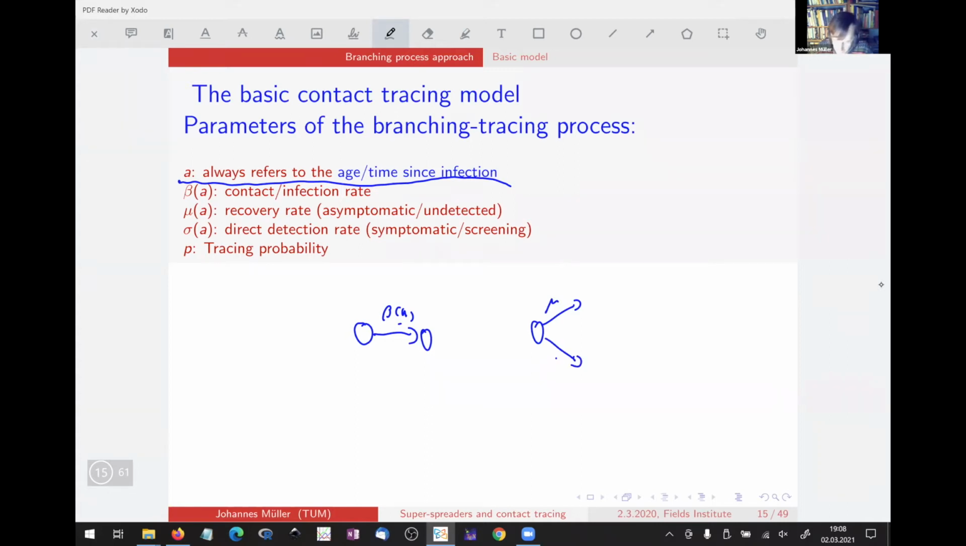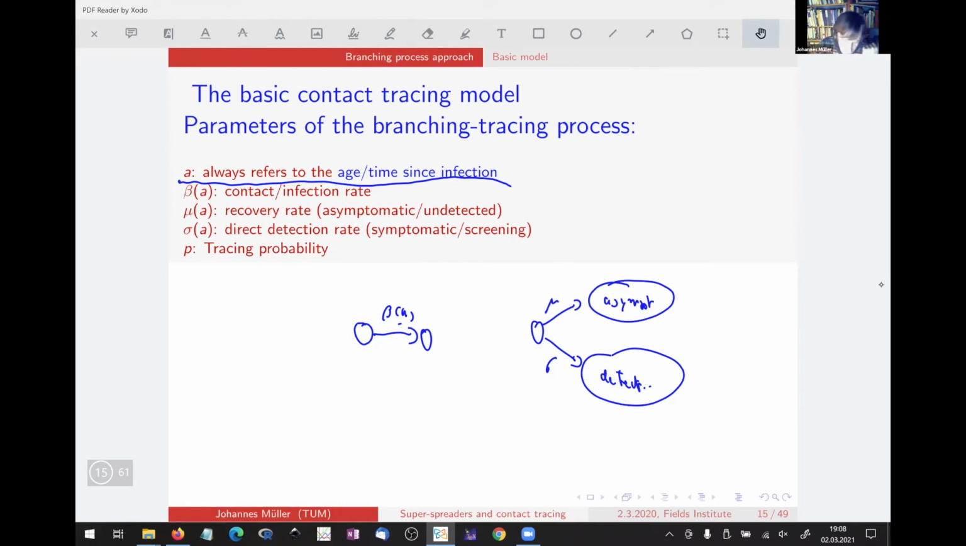One is mu, which might also depend on age since infection. The other is sigma. And the difference is that mu is for the asymptomatic recovery. So basically, people are not recognized as infected. So they recover, they will never be detected. Sigma is the detection rate. So perhaps you develop symptoms, or there is a test strategy, random testing, that contributes to sigma. So with sigma, index cases will be discovered.